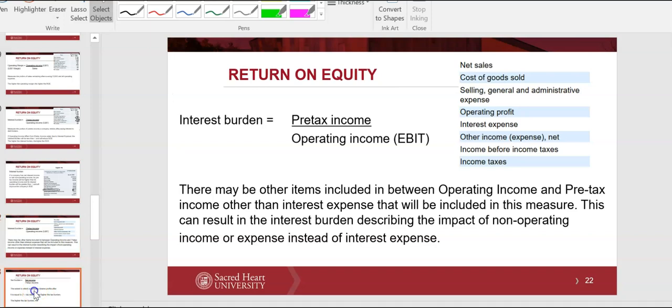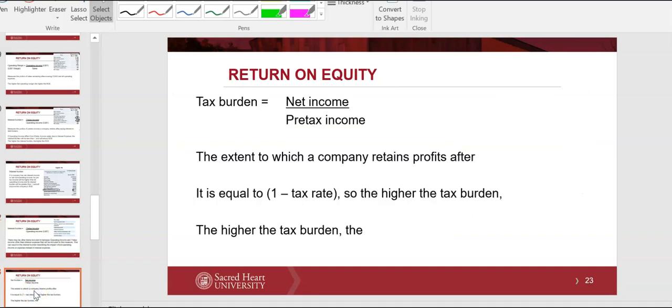The measure that we're going to look at is called a tax burden. Similar to the interest burden, the name is a little misleading. I often like to think of this as tax shield and interest shield rather than burden, because the burden is really the inverse of a tax burden. So while the burden sounds bad, which makes you think that higher is going to be worse, higher is actually better in the way that we're measuring these ratios here.